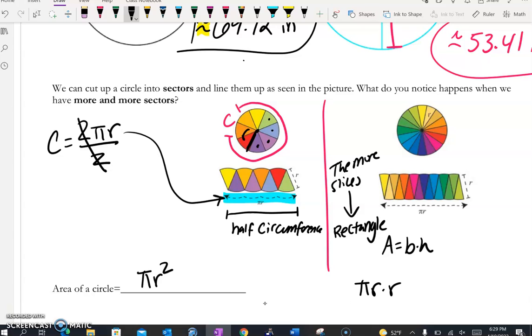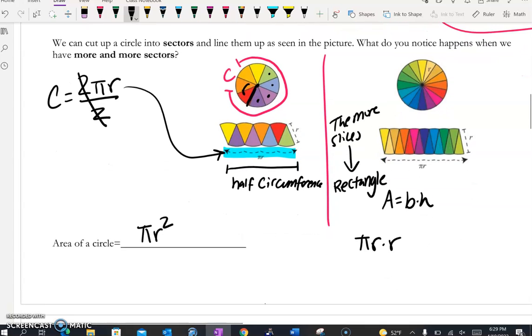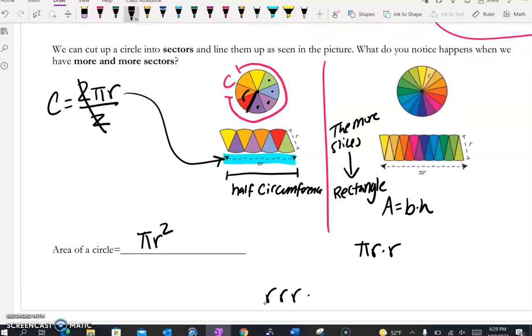Anytime you do a number times itself, you are squaring the number, right? If you had 3 of them, r times r times r, that would be radius cubed. If you had 1, 2, 3, 4, that'd be radius to the 4th power. So that's just our exponent notation, a way to simplify our formula.